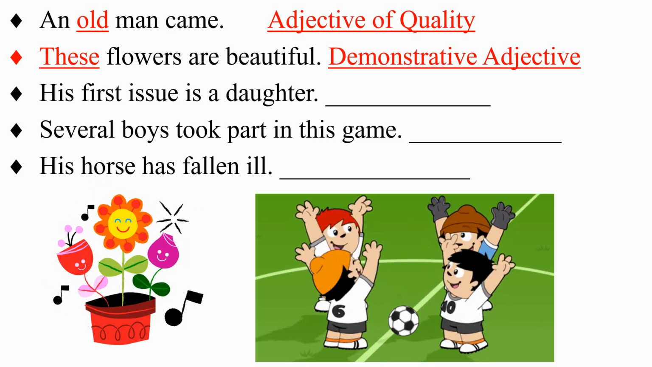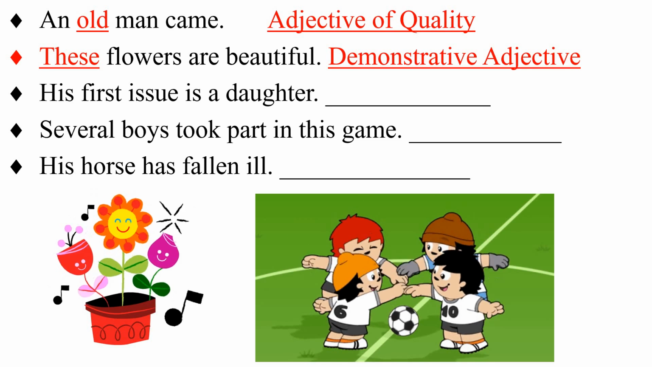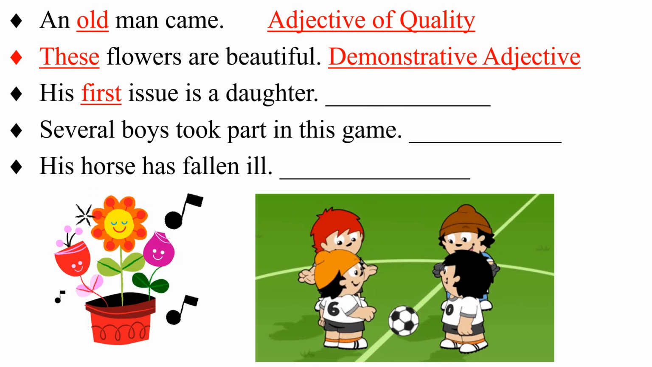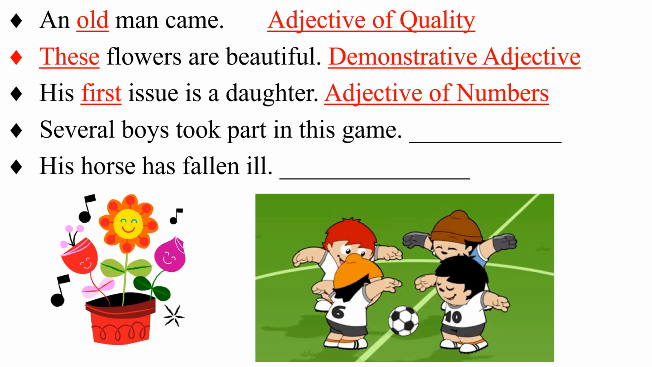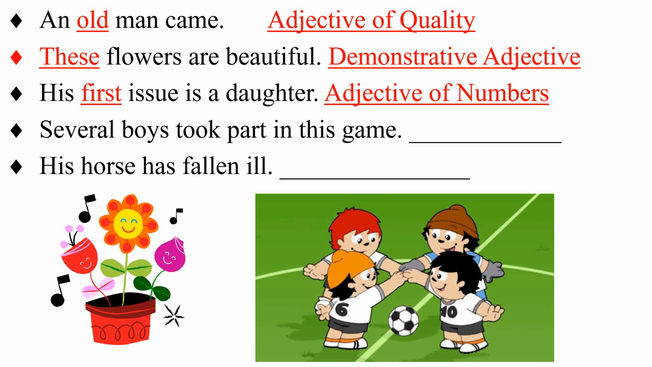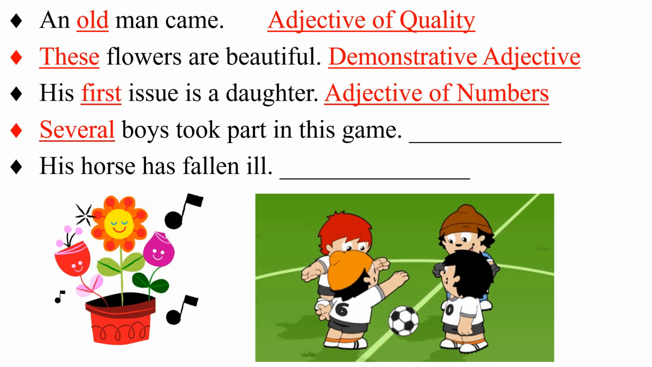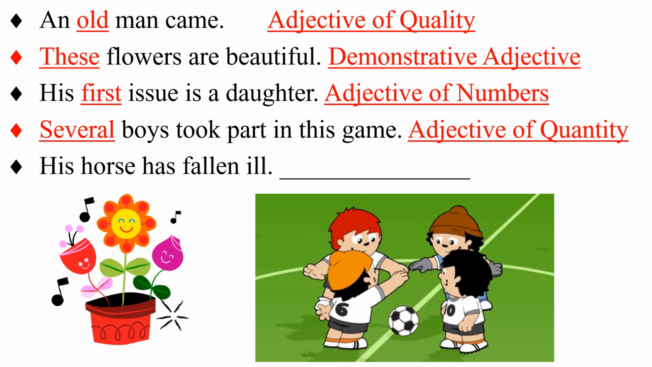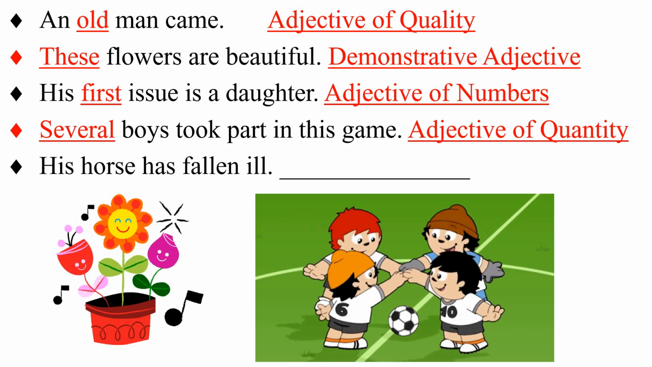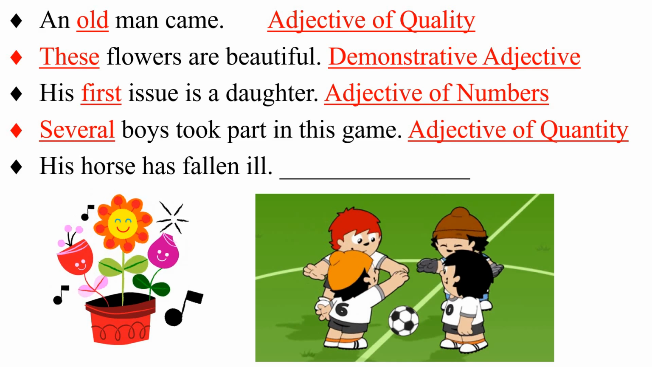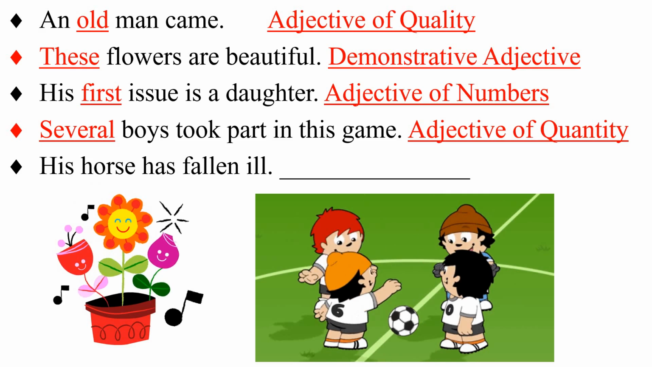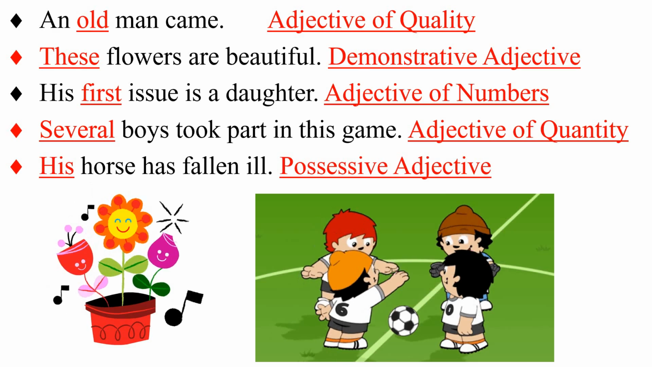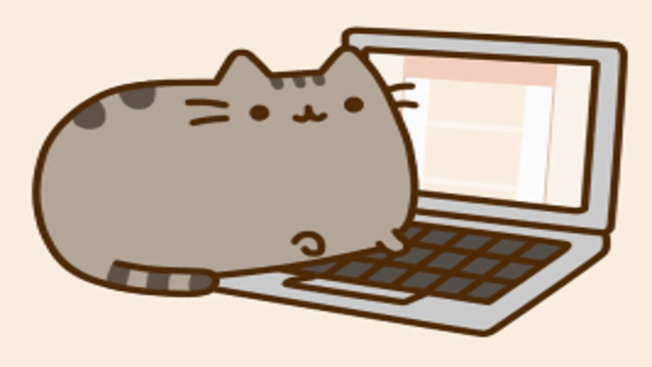Her first issue is a daughter. Her issue is a daughter, which is the first issue. So the word first is adjective of number. Several boys took part in this game. How many boys? Several boys. So several कौन सा adjective हुआ? Adjective of quantity. His horse has fallen ill. Whose horse is it? His. So the word his possession show कर रहा है. तो ये कौन सा adjective हुआ? Possessive adjective. Now हमारी exercise complete हो चुकी है.